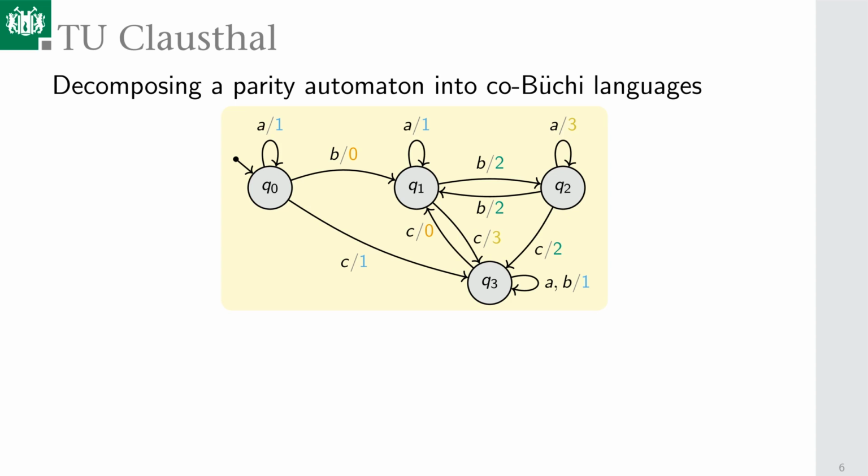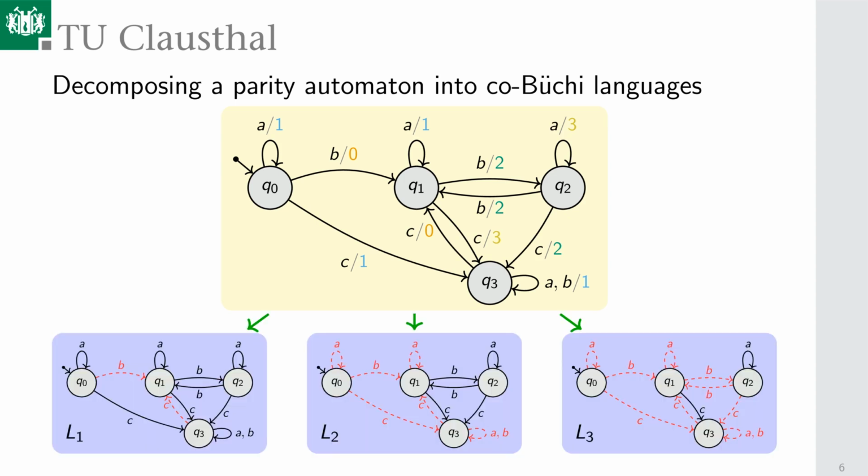For instance, the word A repeated for eternity is rejected by the automaton because the color of the respective run is 1. And that is because 1 is actually the only color visited along the run, starting in state Q0 and taking the self-loop over A on Q0 all of the time.